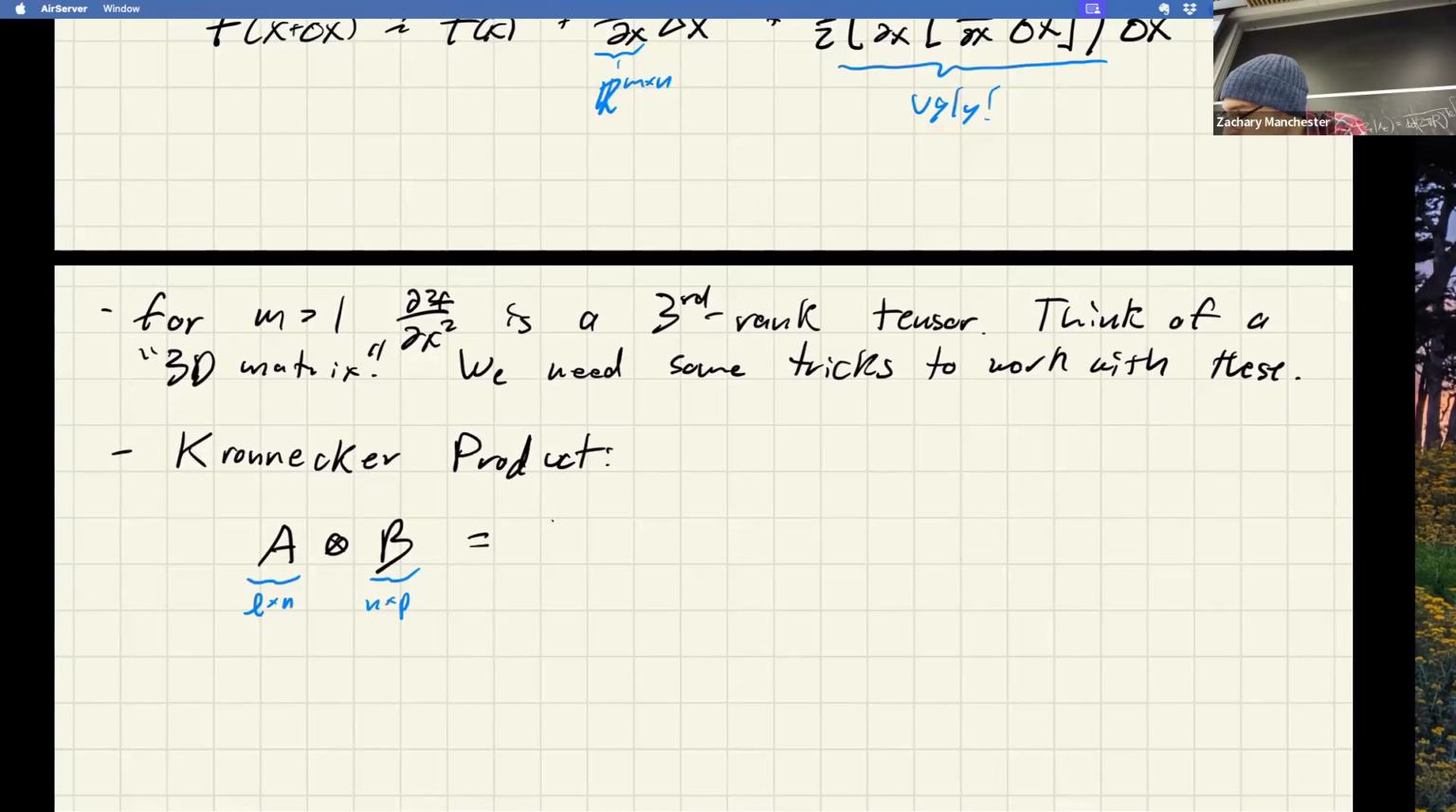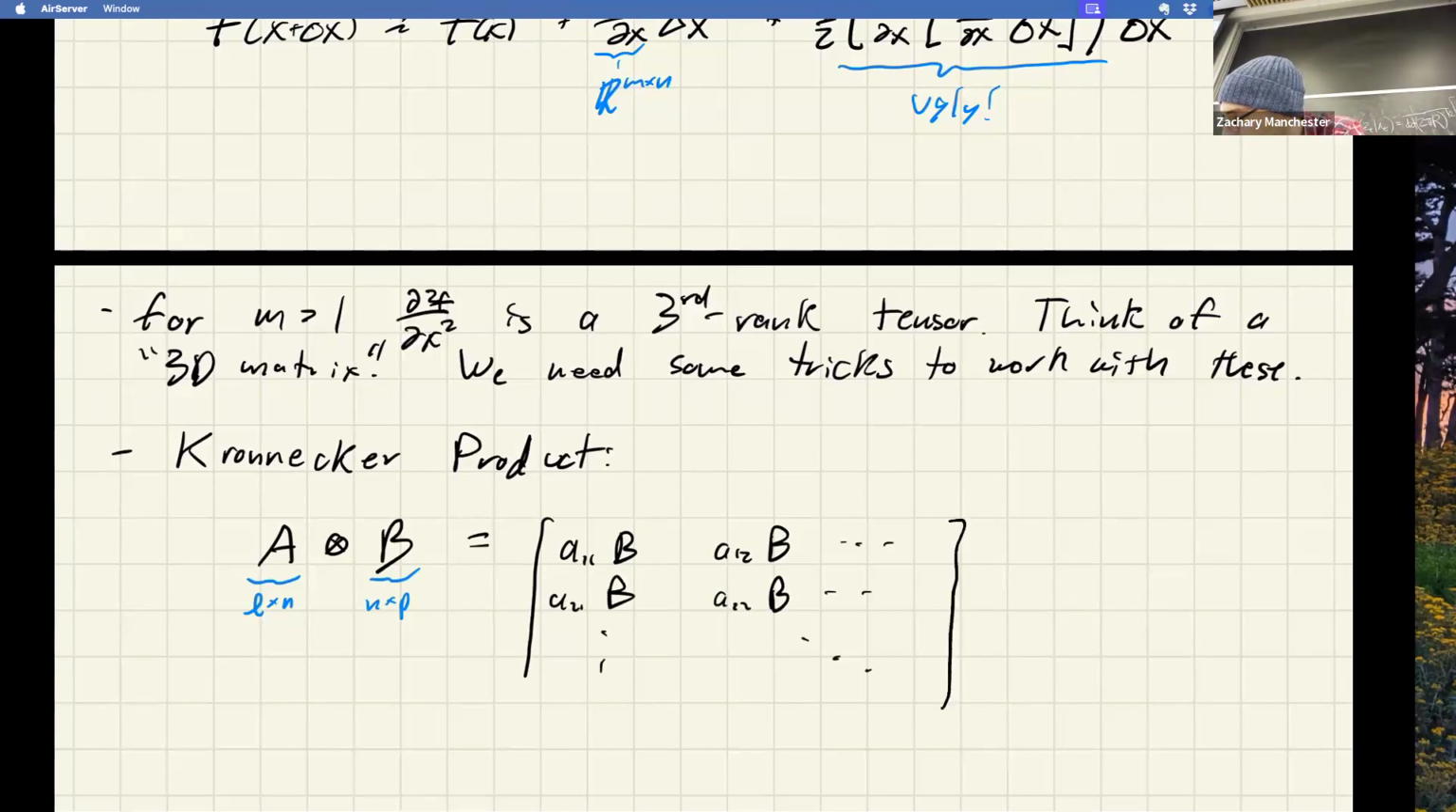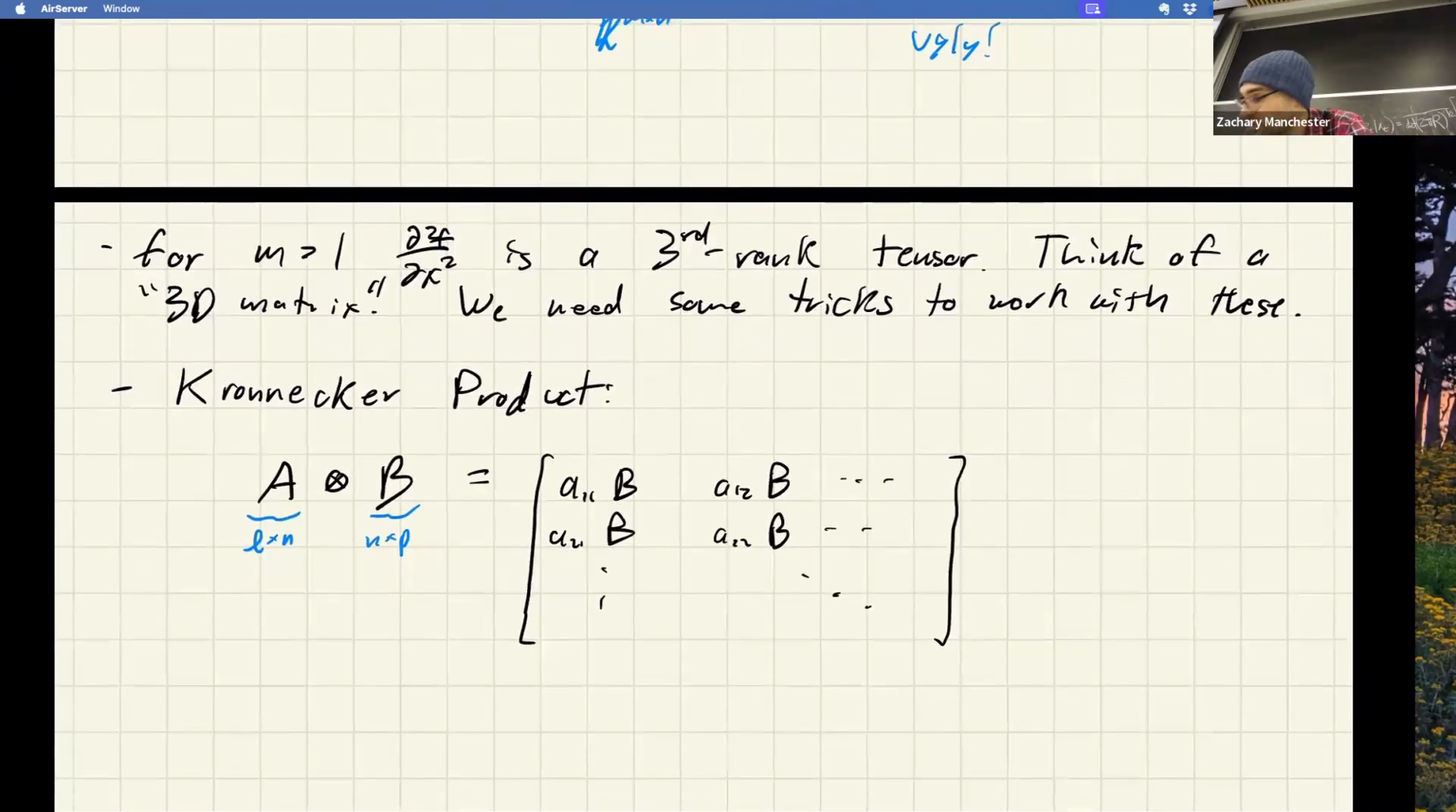So I'll write out what this looks like. It'd be A11 times B, A12 times B, dot dot dot, A21 times B, A22 times B, and you get the idea, right? So you get a really huge matrix that ends up being dimension Ln by MP. So it's basically the products of the dimensions of the input matrices, right? Everyone cool with that? So it's just a definition.